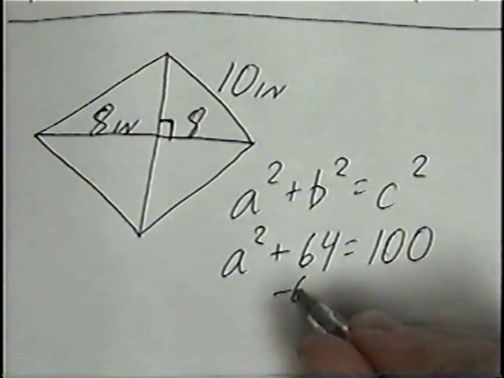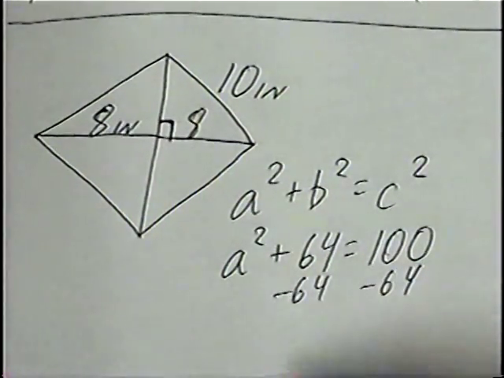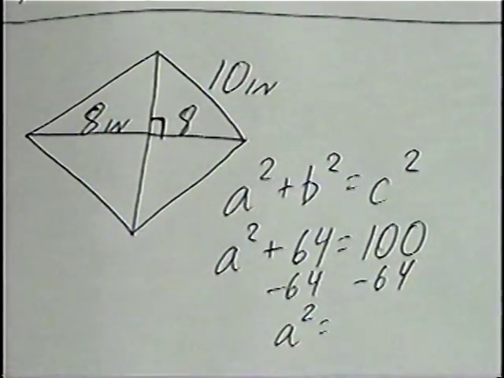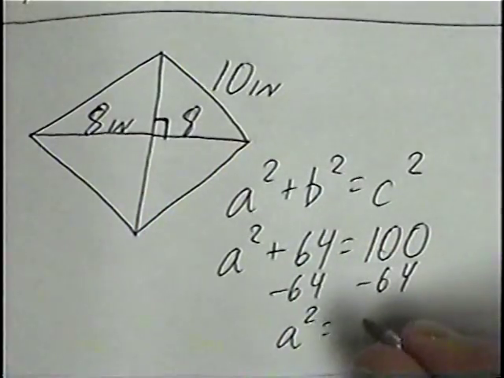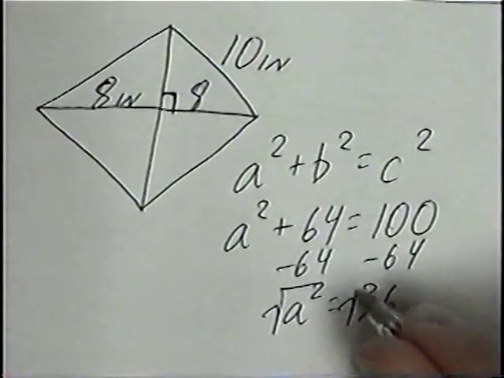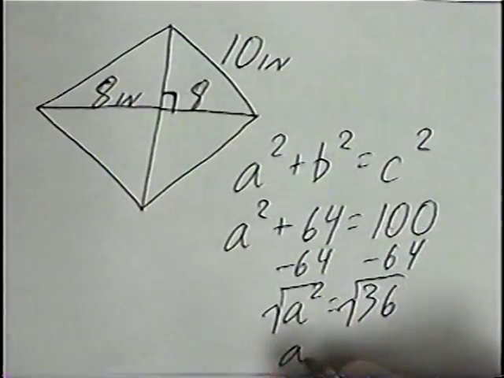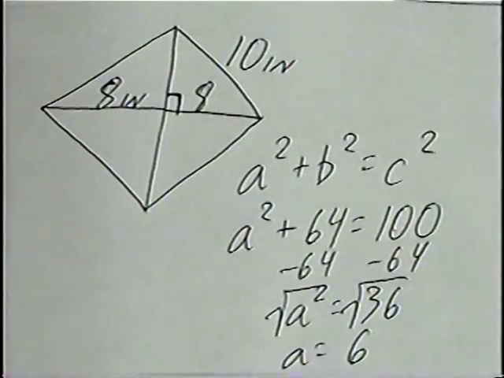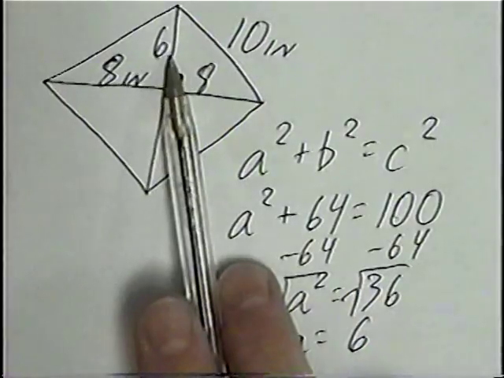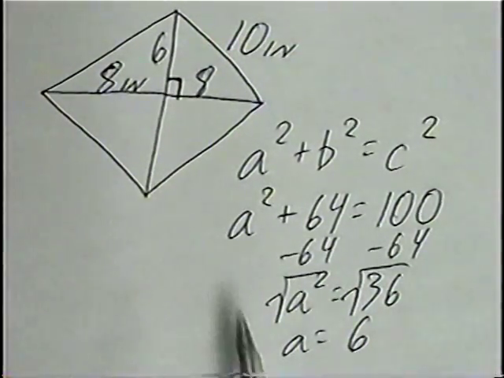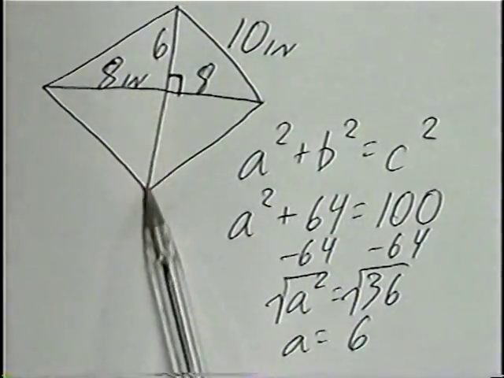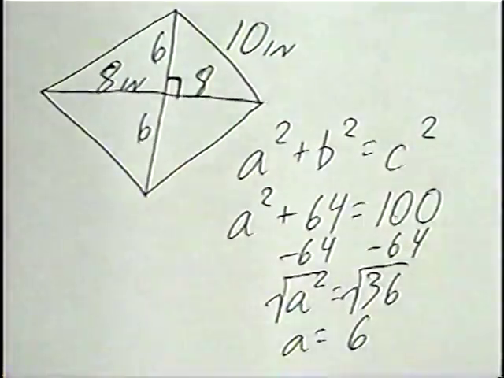Solving for a, we can subtract 64 on both sides. So a squared equals 100 minus 64, which would be 36, and taking the square root on both sides, the value of a would be 6. A again is the last side of the triangle, so if we add a 6 to our diagram of the rhombus, the top half of the diagonal is 6, and since it is a rhombus, the bottom half of the diagonal is the same, which would also be 6.